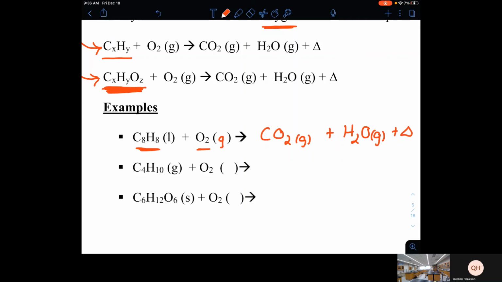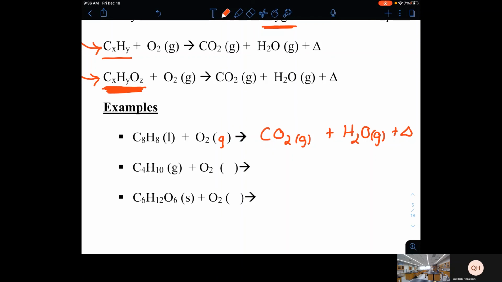Oxygen, of course, is a gas, and really, to tell you the truth, the hardest part of combustion reactions is just balancing the reactions. That's where you're putting effort in, because the CO2 plus H2O, you're just going to have to commit that to memory. Hydrocarbon reacting with oxygen, CO2 plus H2O, plus to give it some heat off.